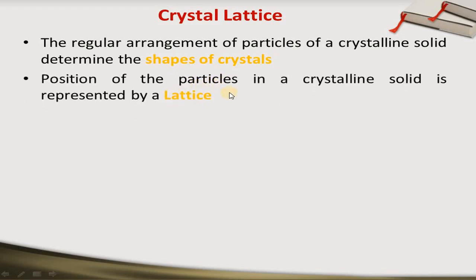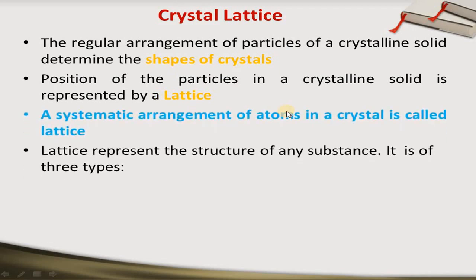And the position of these particles in the crystalline solid is represented by a lattice. And what is this lattice? If we define the lattice, the systematic arrangement of atoms in a crystal is called a lattice. And this lattice determines the structure of any substance. It is a systematic arrangement, not an irregular arrangement of the atoms. Due to this systematic arrangement of the atoms in a crystal, it determines the structure of that particular crystalline solid.